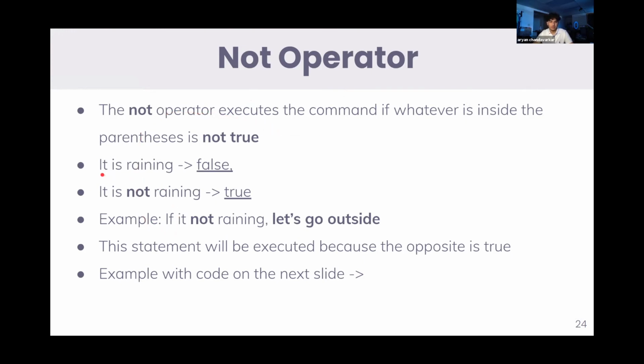So instead of saying it is raining is false, you could say it is not raining is true. So an example is, if it is not raining, let's go outside. But we don't say it by saying if it is not raining. So it'll clear up in the next slide.